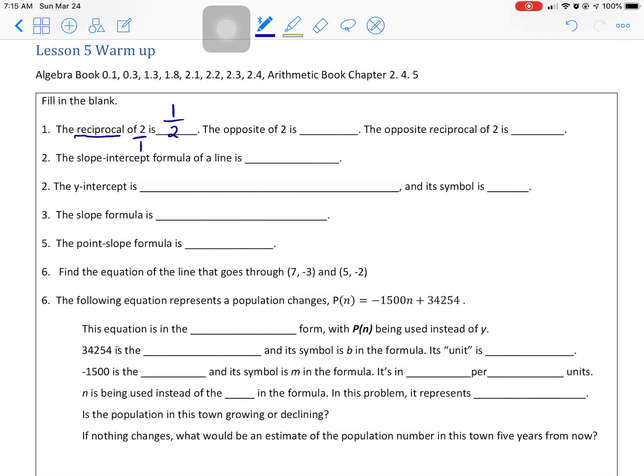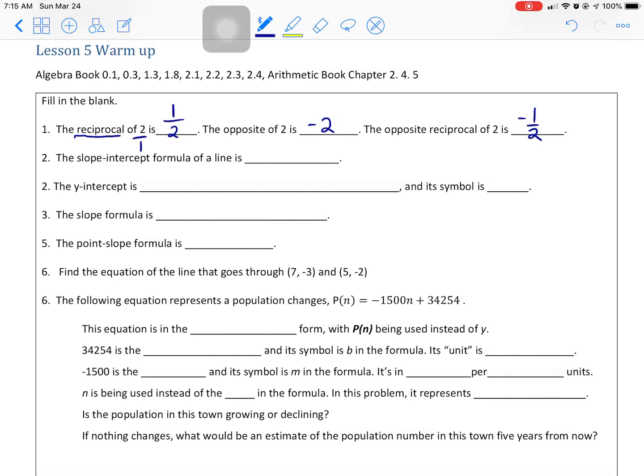And the opposite of 2 is a negative 2. So reciprocal has to do with how it's a numerator and a denominator. And opposite has to do with whether it's positive or negative. And the opposite reciprocal of a positive 2 is a negative 1/2. So the negative stays. Okay.